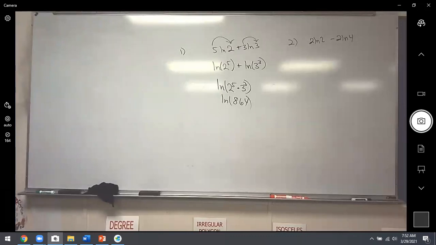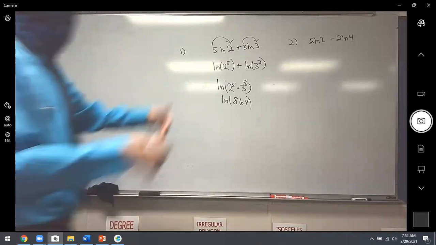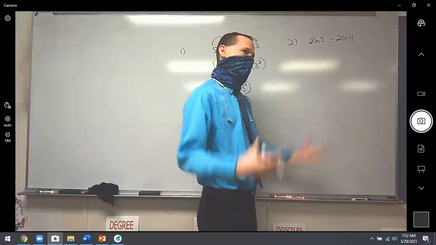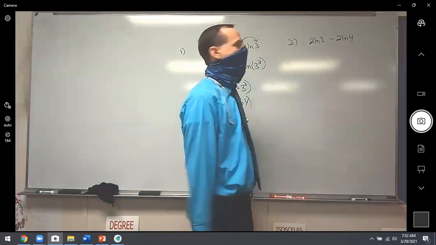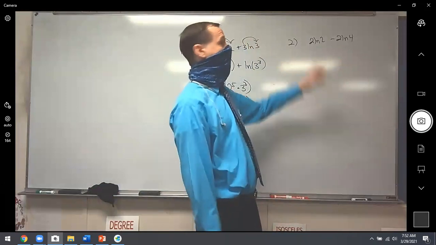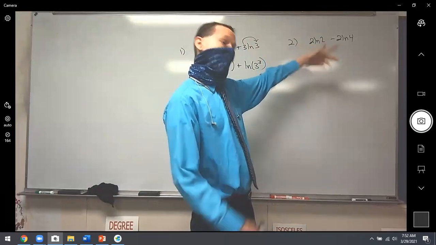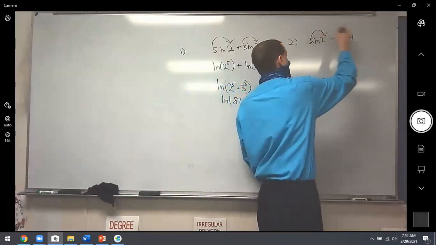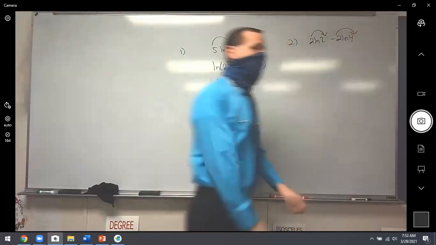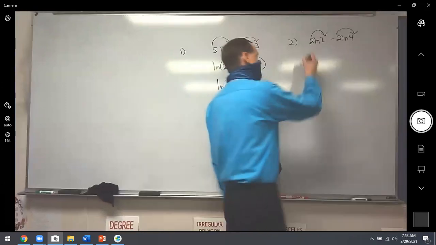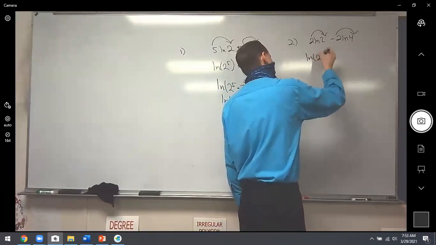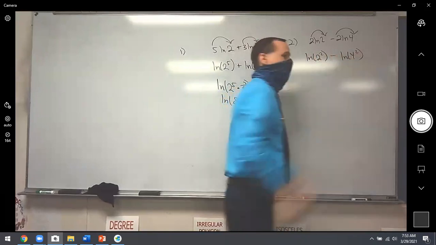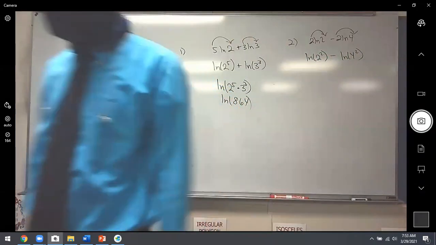Very important. Similarly, for number 2, we're going to practice it yet again. You have two different logs. We'd like to condense them, put them into a single log if at all possible. The two steps, again, are: if there are numbers in front, bring them back in as exponents, and then undo your power or quotient rule or whatever rule applies. In these cases, they both have a 2 in front, so we're going to bring the 2s back in and make them exponents. So this will be natural log of 2 squared minus natural log of 4 squared.